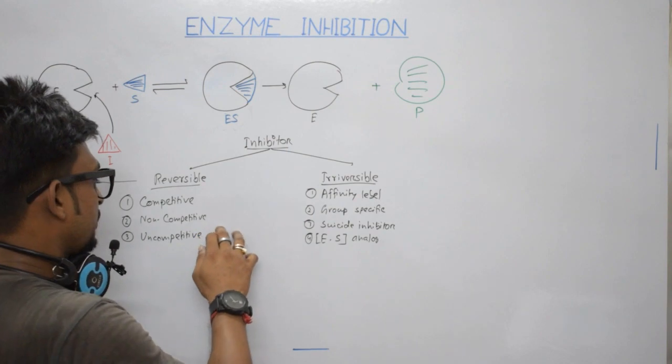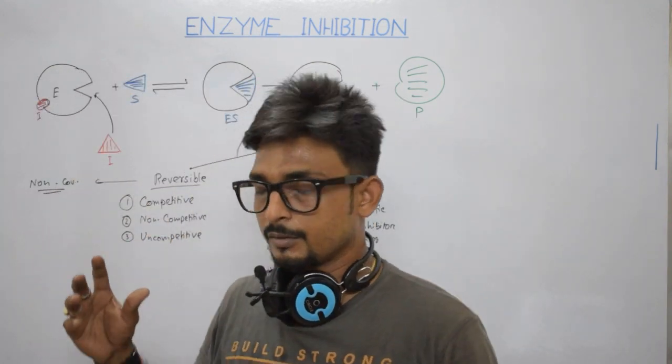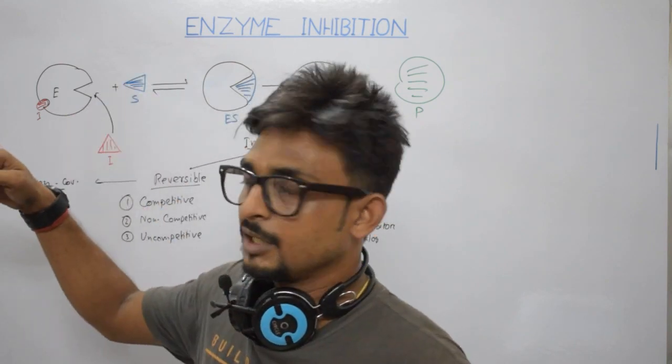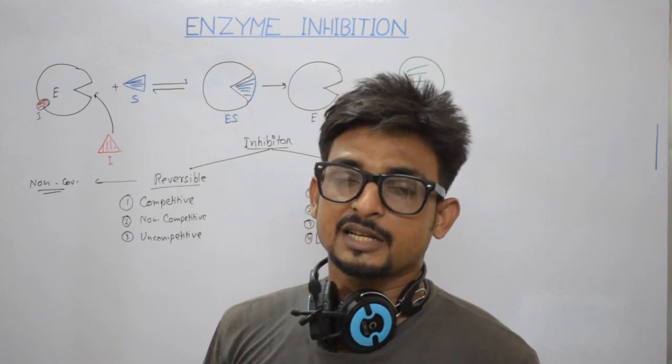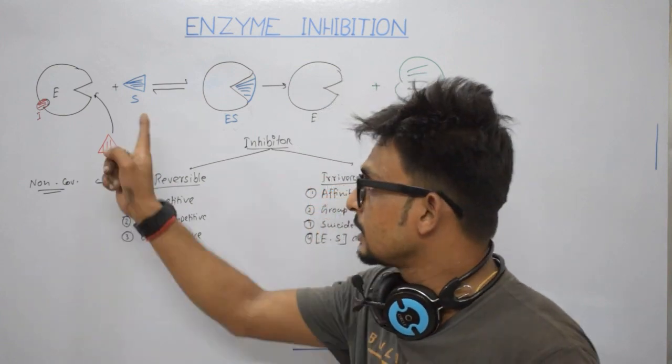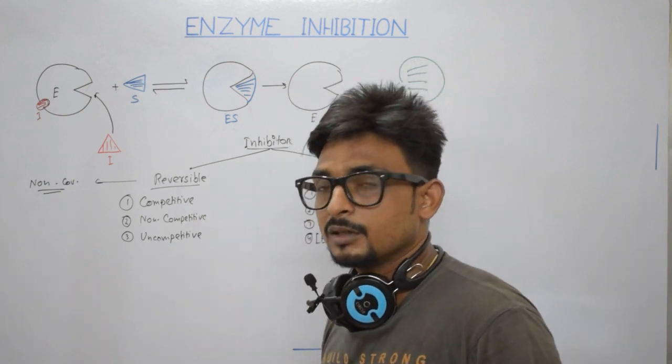And in the case of competitive inhibition, the inhibitor will compete with the substrate for the active site of the enzyme, that one single active site of the enzyme, right? So this is competitive inhibition.